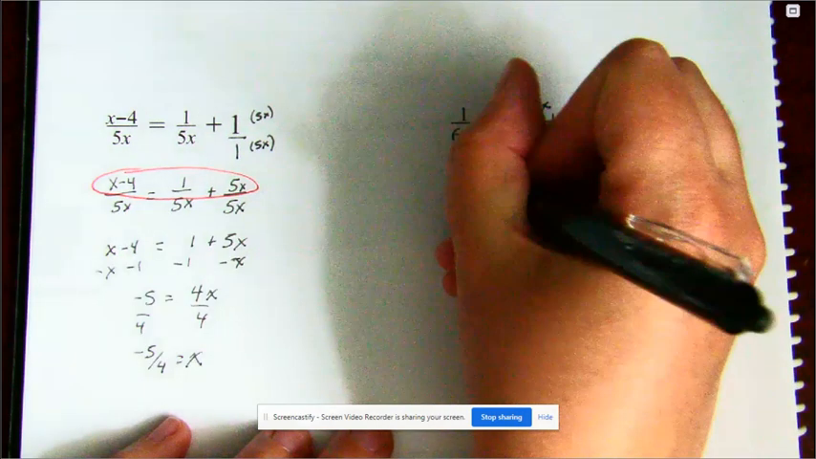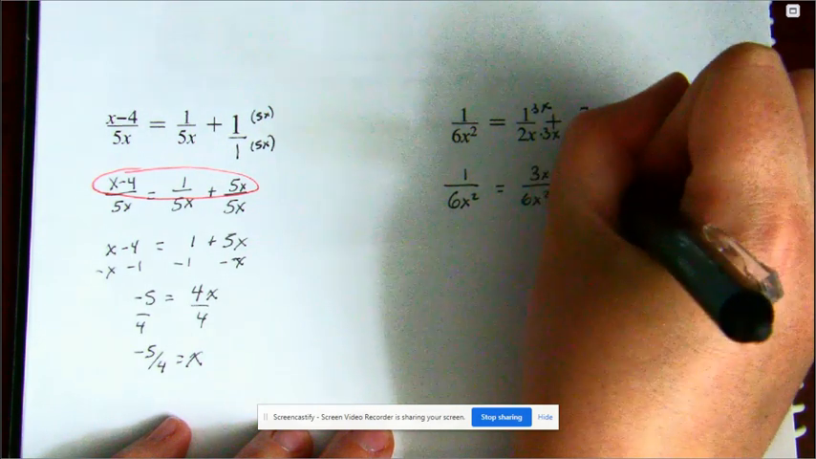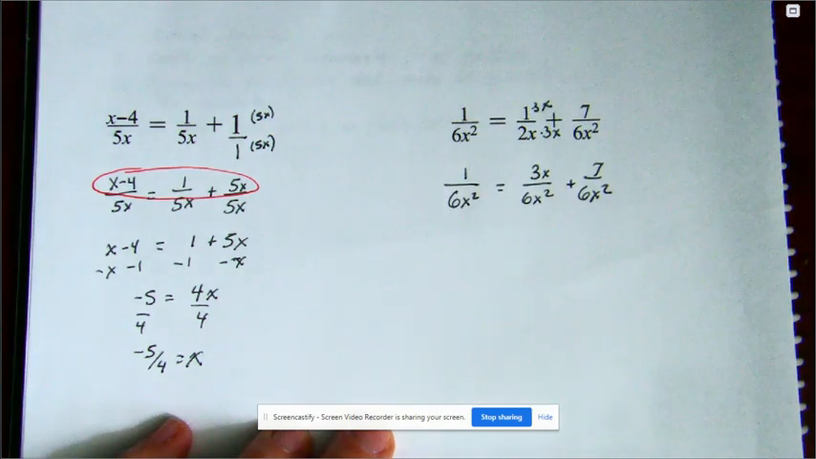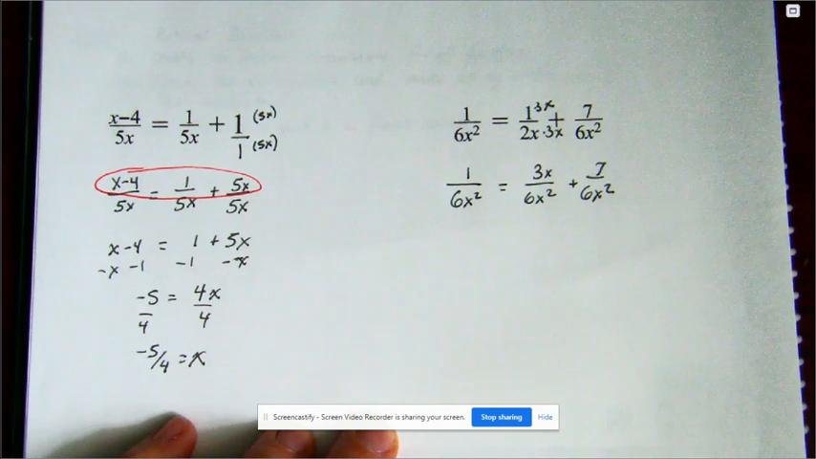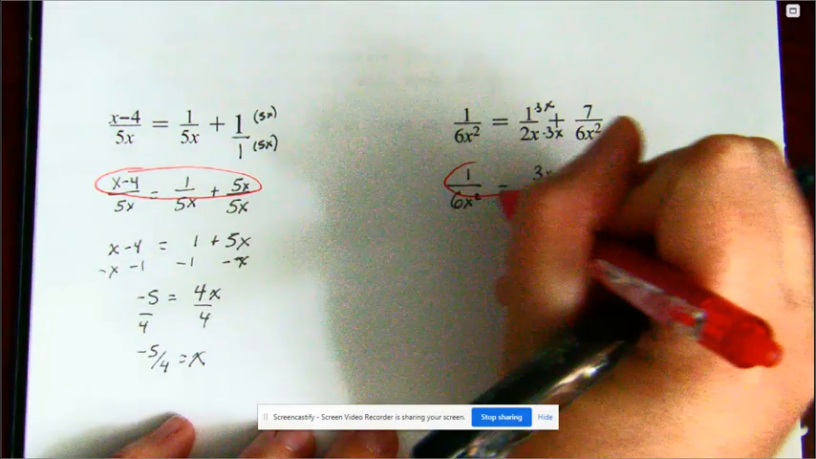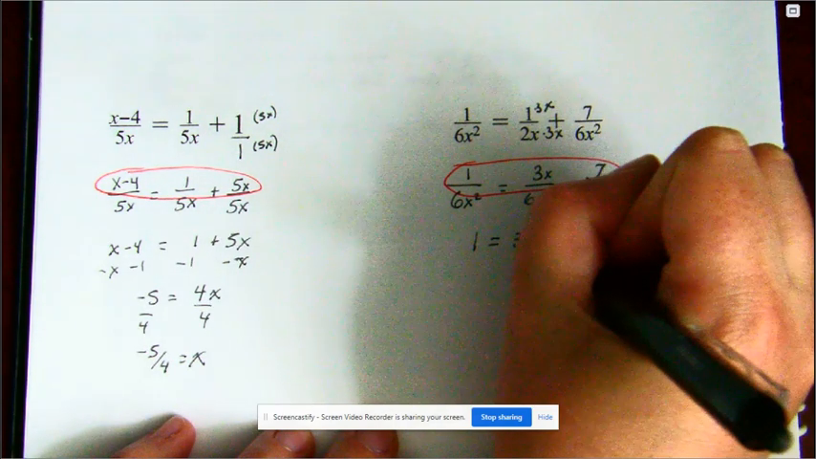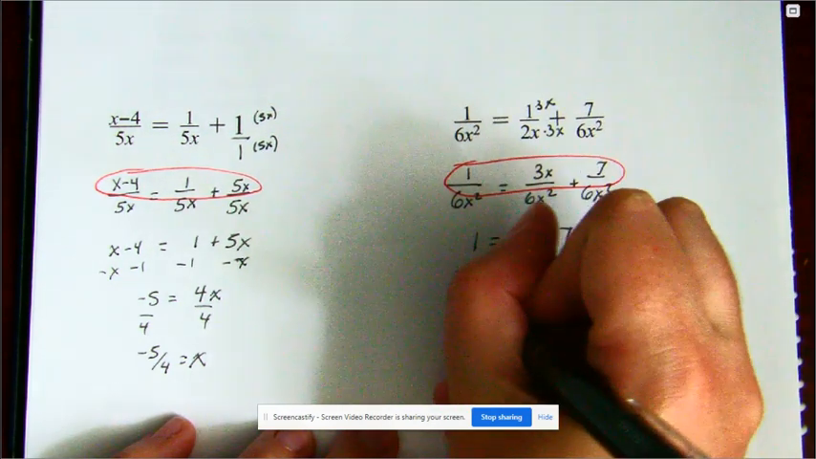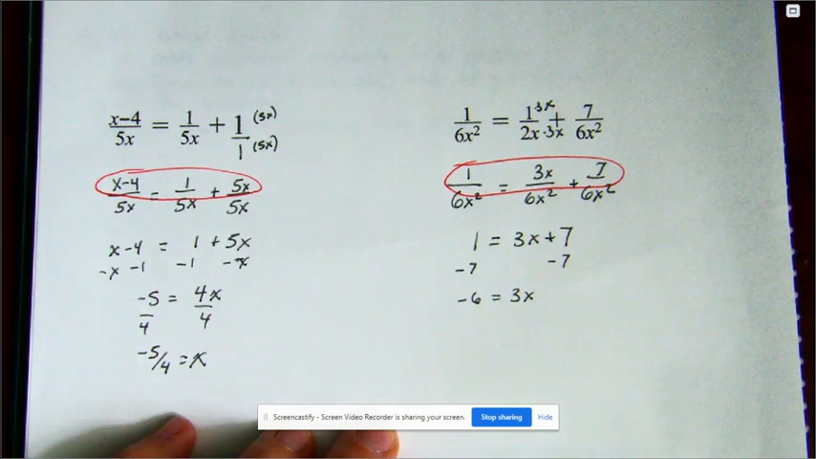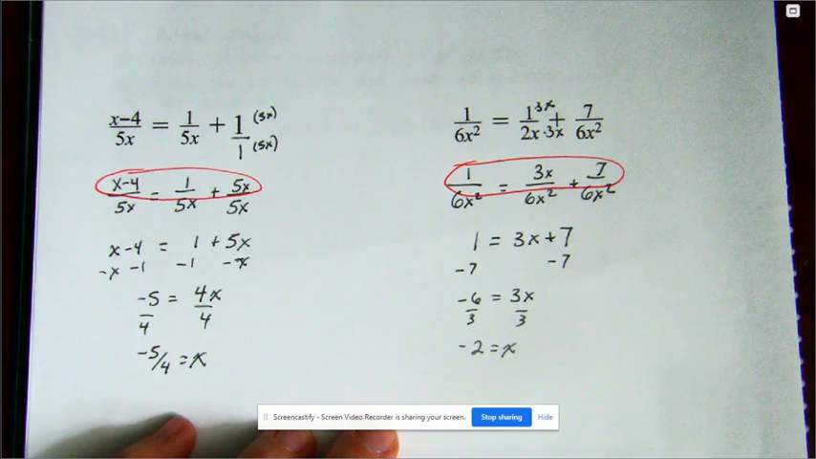So what does all of this look like? That's what all the fractions look like when they all have a common denominator. And that's the important step, making sure they're all together and all identical. You can now take the top part and make the equation out of that. 1 is equal to 3x plus 7. So we'll subtract 7. We'll divide by the 3. And we have our answer.